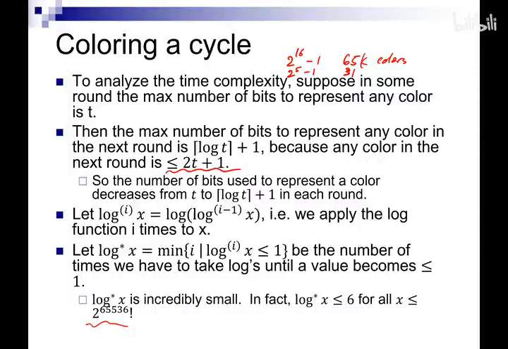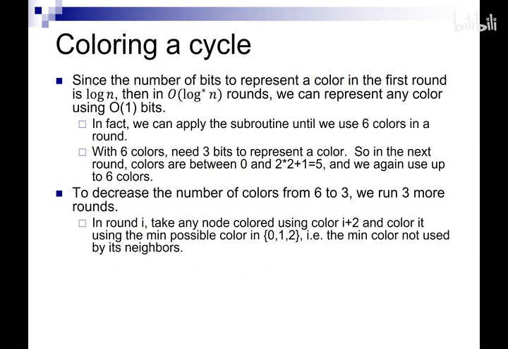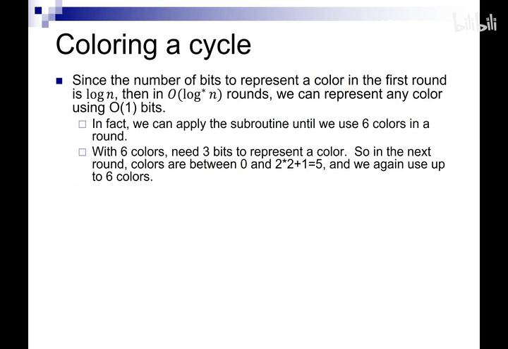Even if we start with 2 to the 65,000 number of nodes, this massive, massive number of nodes, then in 6 rounds, because log star is 6, in order of 6 rounds, we can find a 3 coloring for all the nodes. So this is what we're going to try to show.